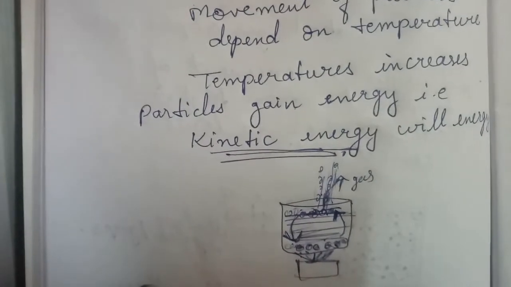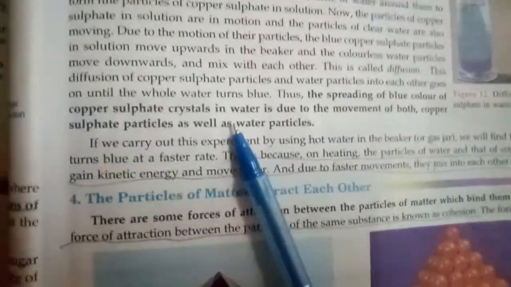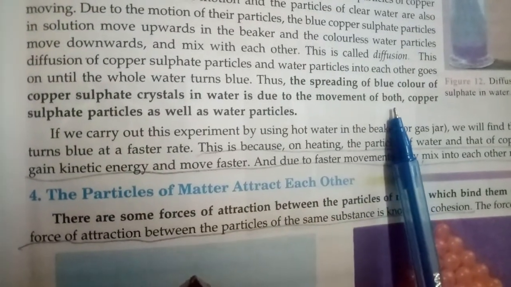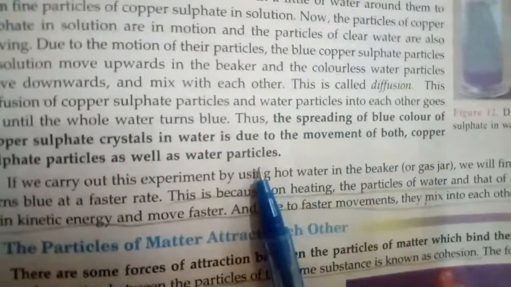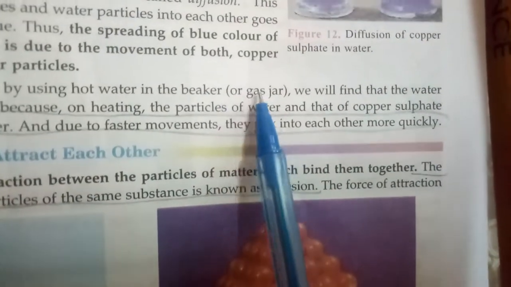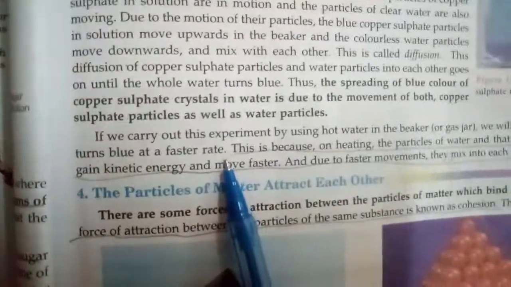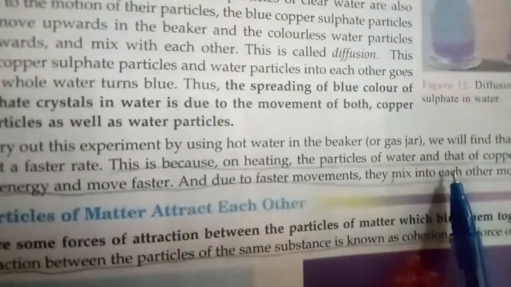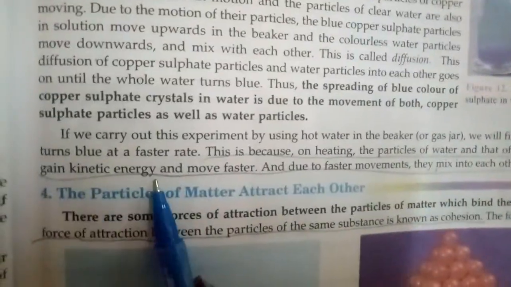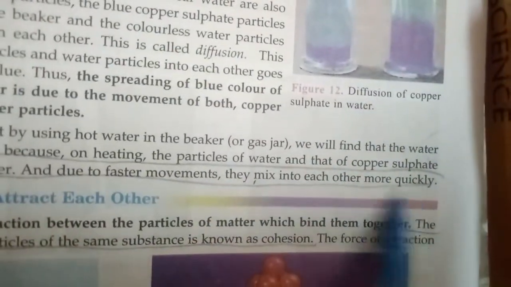So in this experiment, it is very clearly explained. The spreading of the blue color of copper sulfate crystals in water is due to the movement of both copper sulfate as well as water particles. And if we carry out this same experiment using hot water in the beaker, or the gas jar, we will find that the water turns blue at a faster rate. This is because on heating, the particles of water and copper sulfate gain kinetic energy and move faster. And due to the faster movement, they mix into each other more quickly.